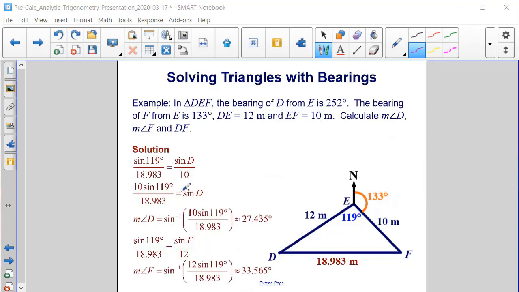And here are the solutions that we found. It does show that we use law of sines to determine the measurement of angle D, which again was 27.435. And then you can either elect to use the law of sines again to get 33.565 using the work shown here, or you could use the triangle sum theorem and add up 27.435 and 119 and then subtract that value from 180. Either way, you will get the answer of 33.565 degrees for the measurement of angle F.